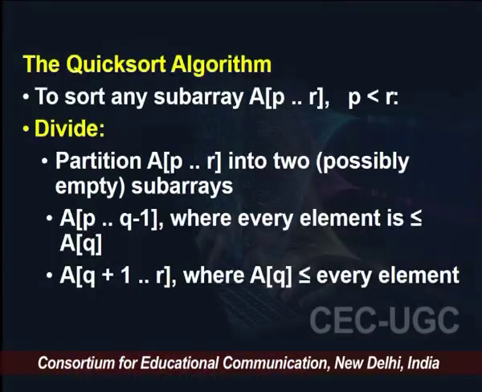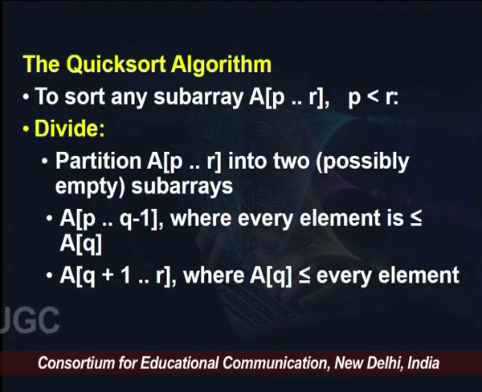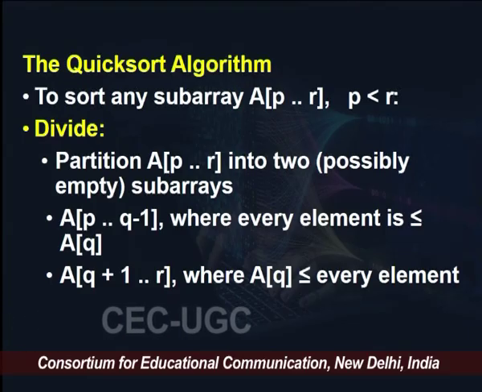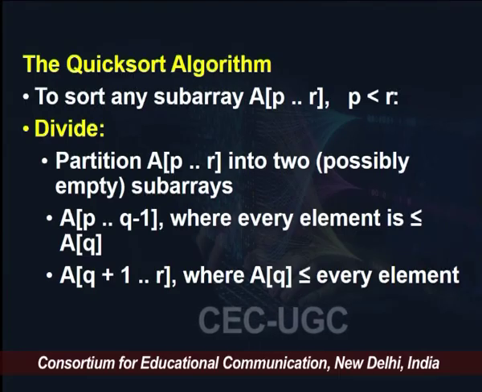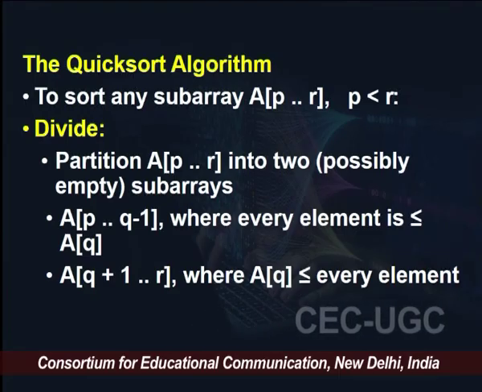Let us recall this quick sort algorithm quickly, and then we will move on to today's agenda, which is randomized quick sort. When we say quick sort algorithm, as the name suggests, it is a sorting algorithm which is used to sort any array. Let us say the array has lower limits p and r, and I am assuming p is always less than r. The strategy on which quick sort is based is divide and conquer.